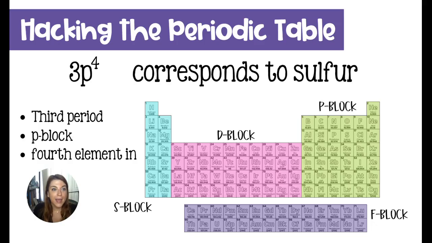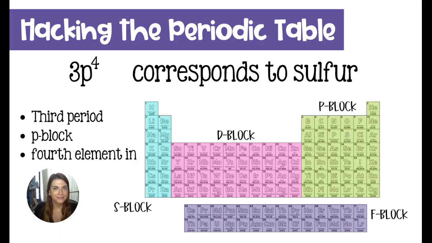So this is what I mean by hacking the periodic table. If we look at 3p4 as the valence electron, or the 4 outermost electrons, the last entry in the diagonal rule configuration, this is going to correspond to sulfur. And I know this because sulfur is in the third period, indicated by this 3 here. It is going to be in the P block, and it is the 4th element in the P block. We have 1, 2, 3, and 4.